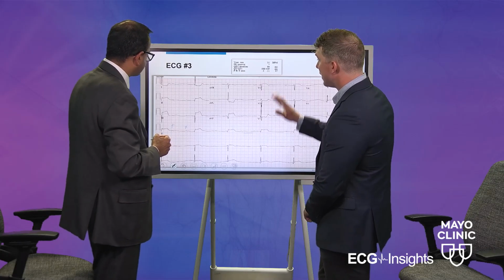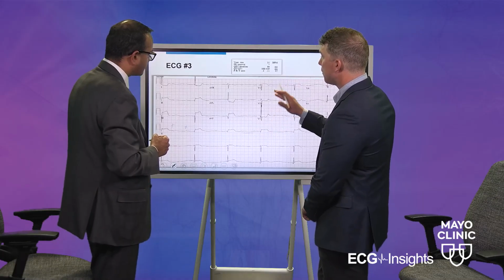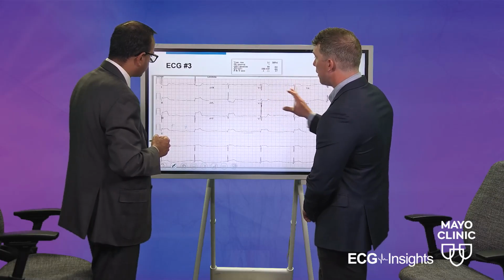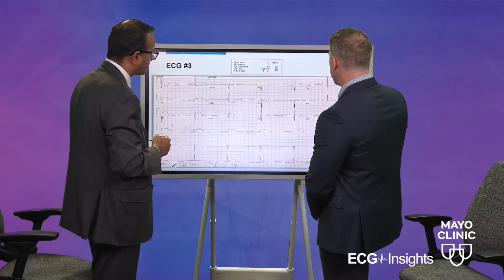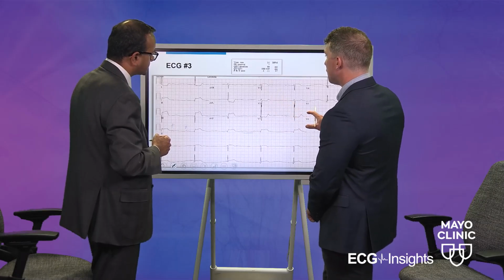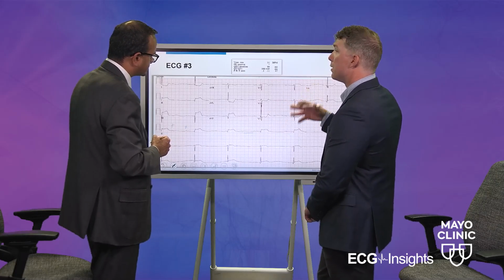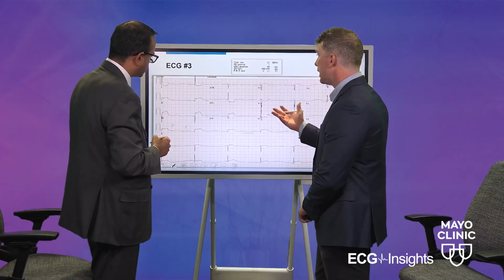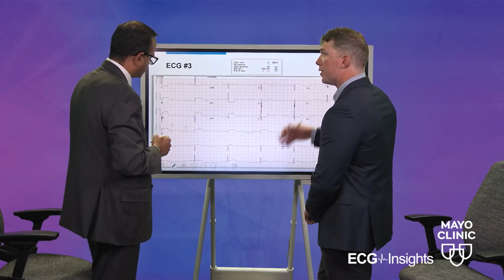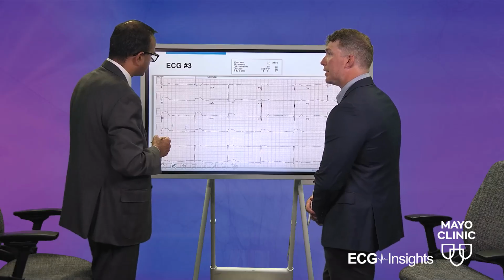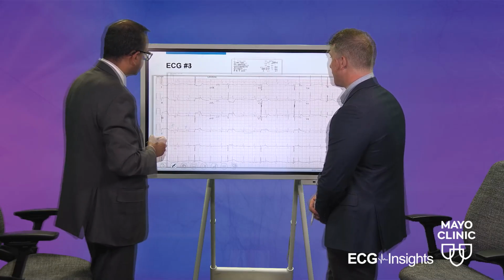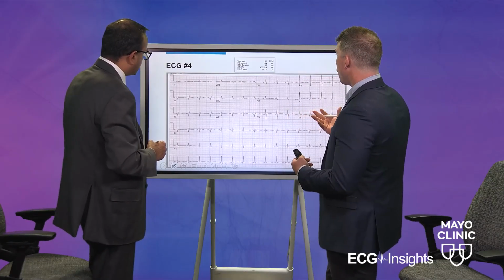Absolutely. But at the end of the day, with this type of situation, from a technical standpoint, rapidly recognizing that this is an inferior lateral STEMI with reciprocal changes would result in emergent communication to the ER in order to improve the door to balloon time, getting that patient into the cath lab. Absolutely. Moving on to ECG number 4.